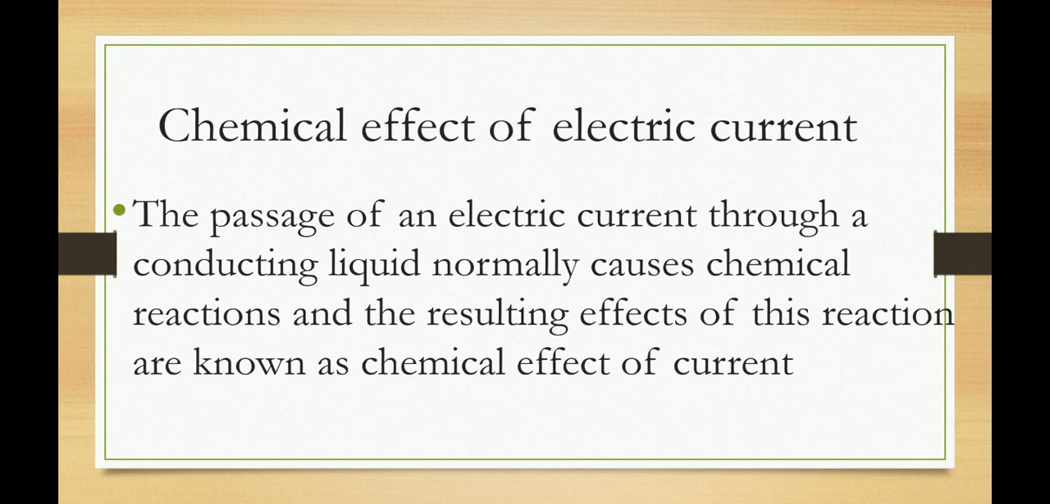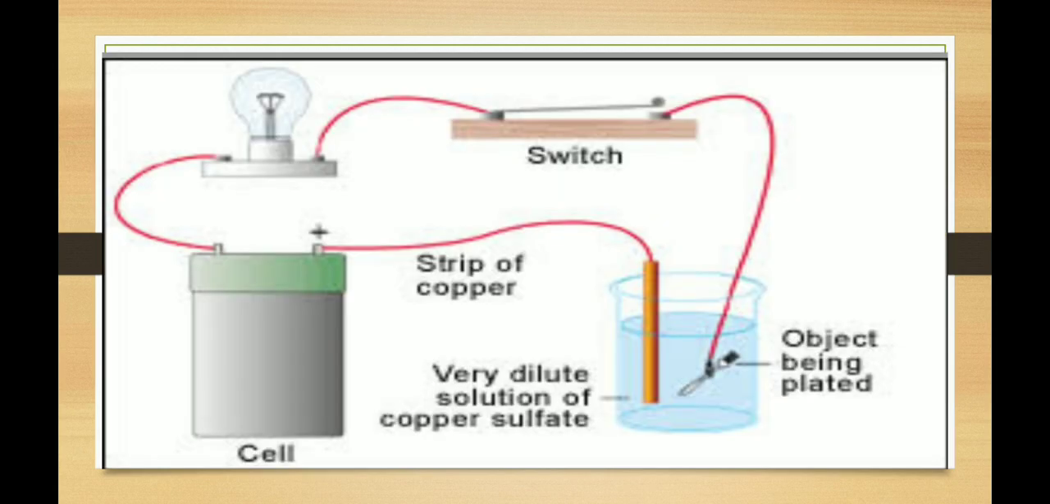The passage of an electric current through a conducting liquid normally causes chemical reactions, and the resulting effect of this reaction is known as the chemical effect of current. You can observe, dear student, here there is a cell, a bulb, a switch and a conducting liquid. Here we have taken copper sulfate. When the switch is on, the current flows through the circuit and even through the conducting liquid, that is copper sulfate. Due to the electric current, the copper sulfate, which contains copper and sulfate ions, gets displaced. So this effect we call the chemical effect of electric current.